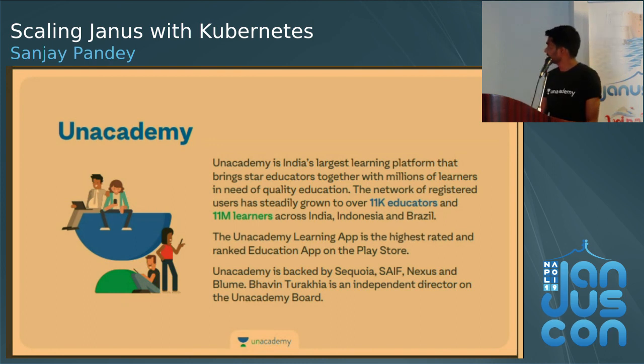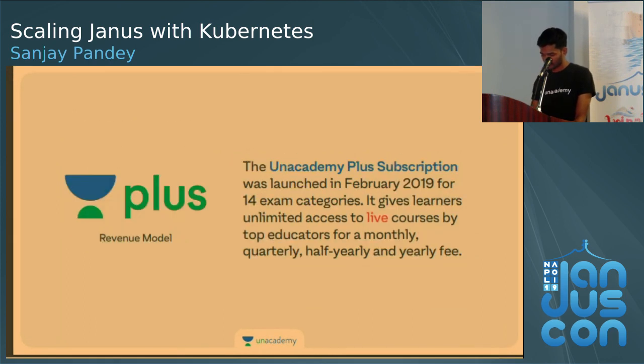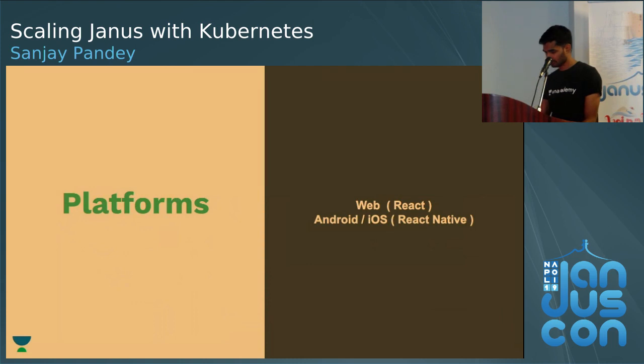Unacademy is India's largest learning platform. We bring the educators together with millions of learners for quality education. We currently have 11K educators and 11 million learners across India, Indonesia, and Brazil. We have iOS and mobile apps, as well as web-based. We are present on web, iOS, and Android platforms.